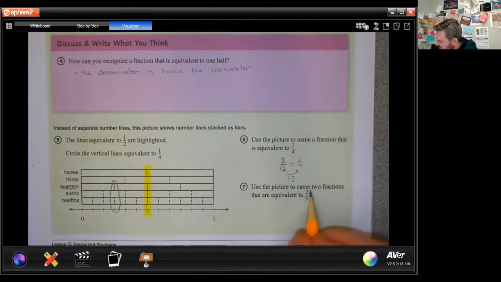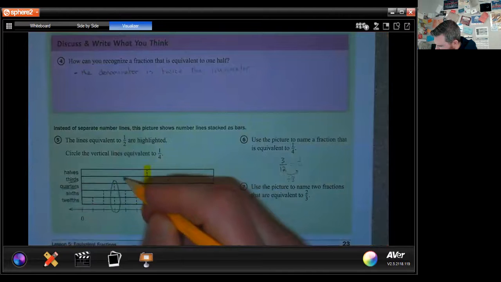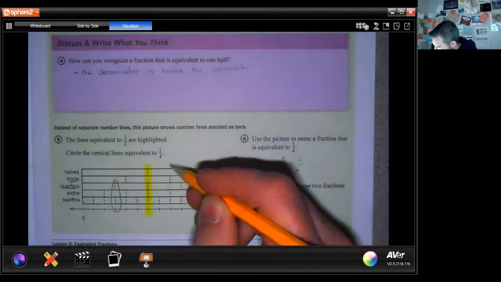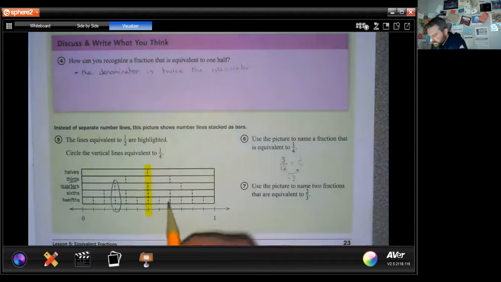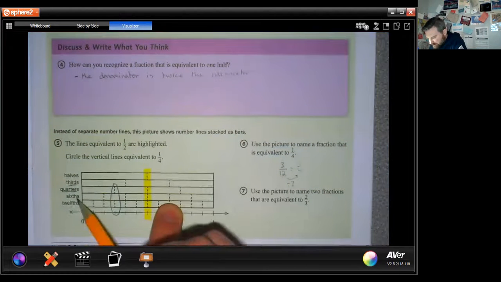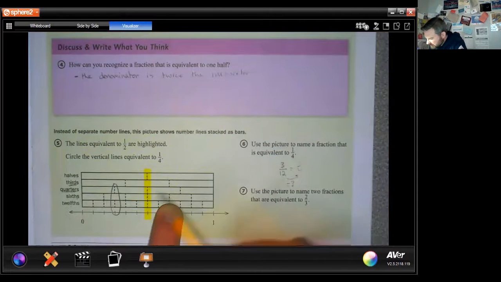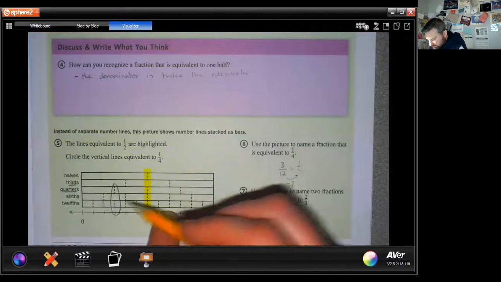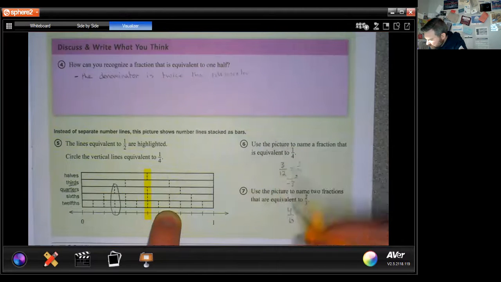Use the picture to name two fractions that are equivalent to 2/3. Okay, so we're going to go to thirds. Here's 1/3, 2/3 is right here. Okay, so I want this fraction, which is 6th. So 1, 2, 3, 4 over 6. And then this one down here is 12s. 1, 2, 3, 4, 5, 6, 7, 8 over 12. All of those are 2/3.